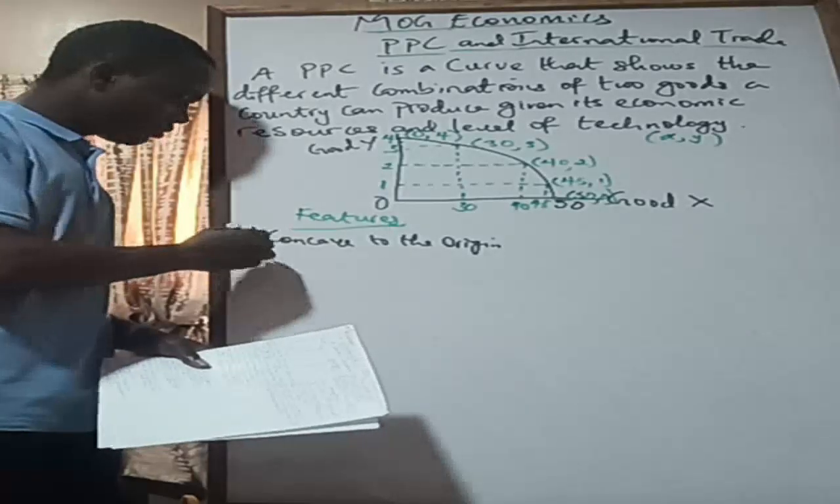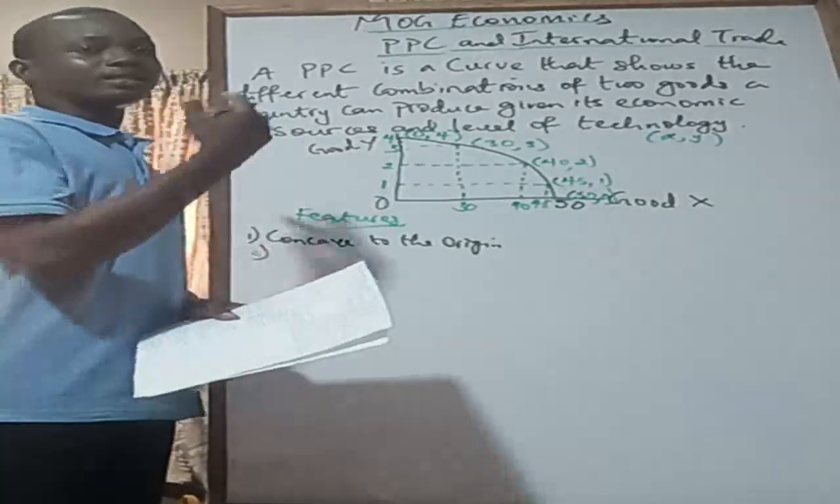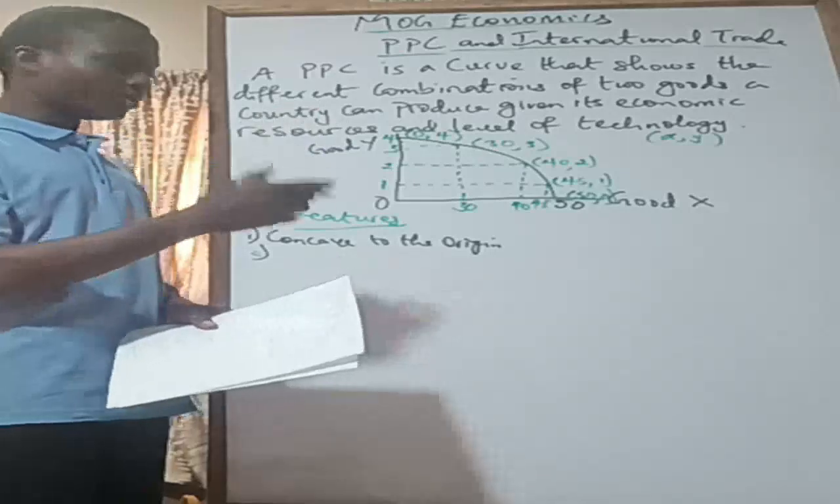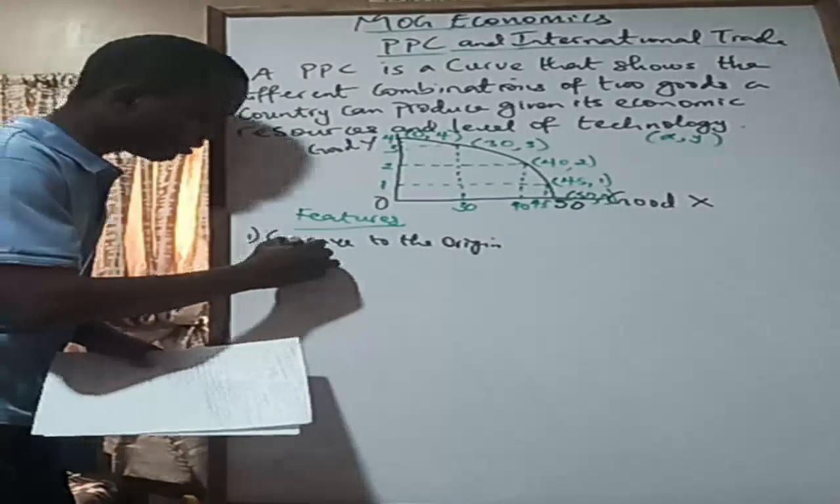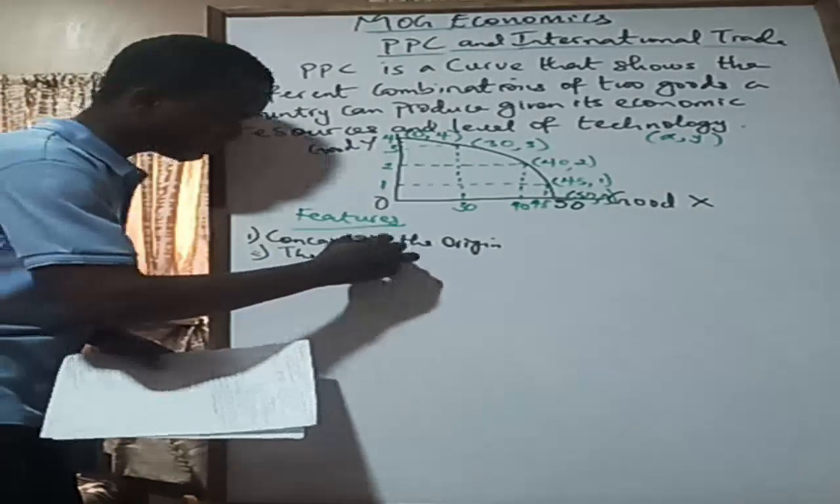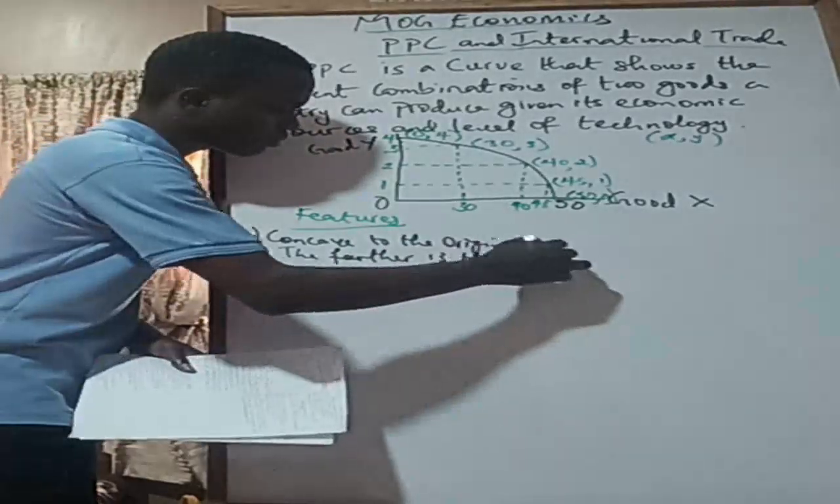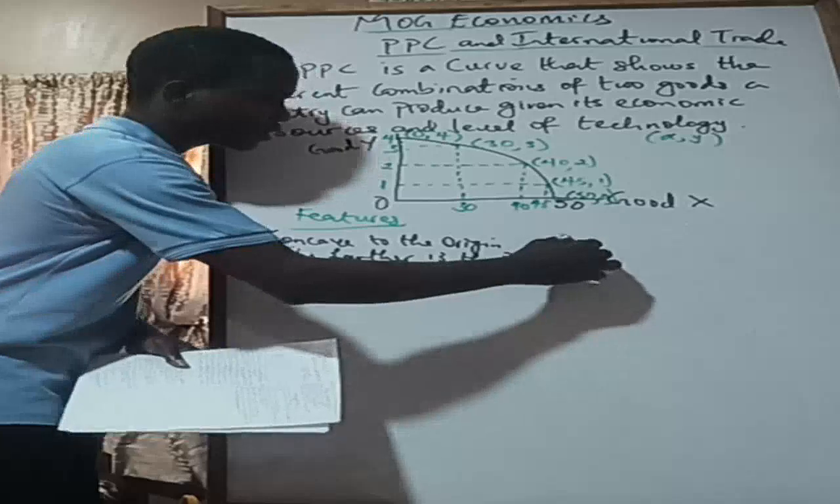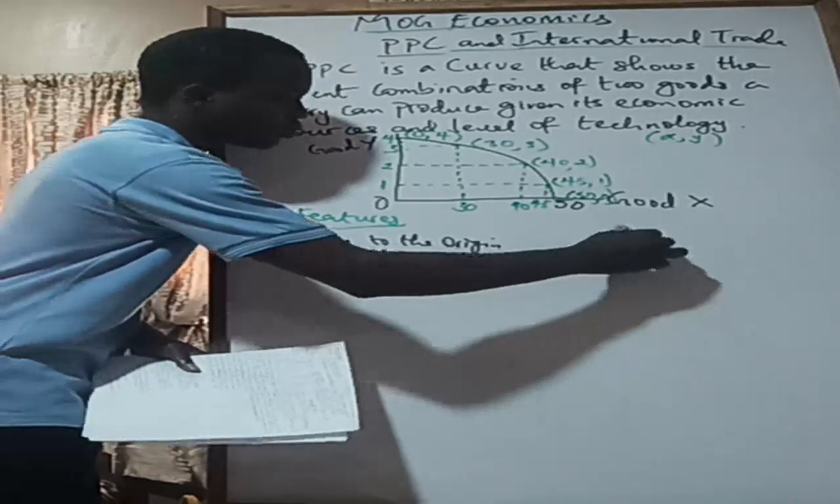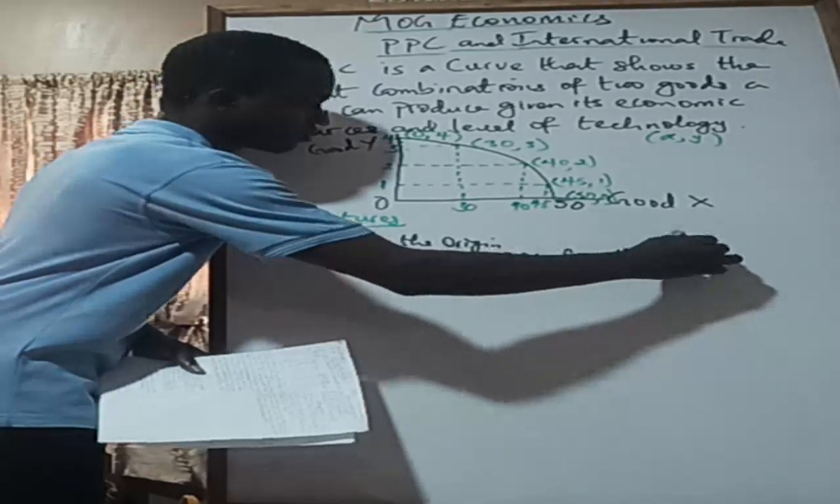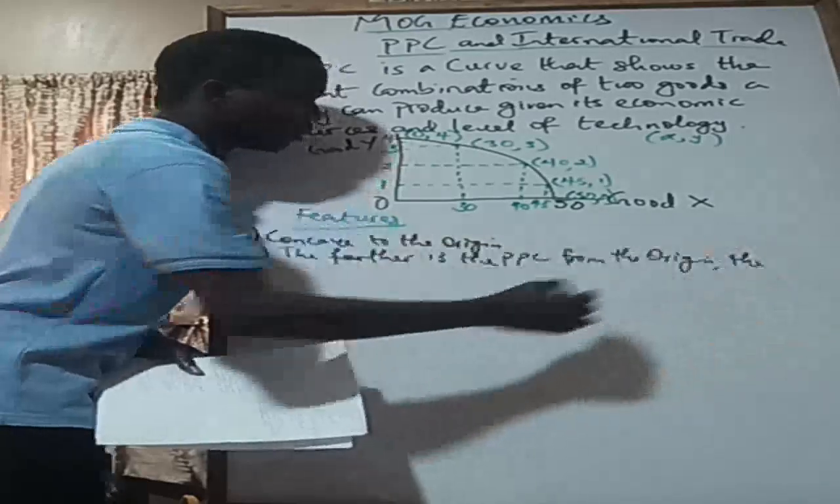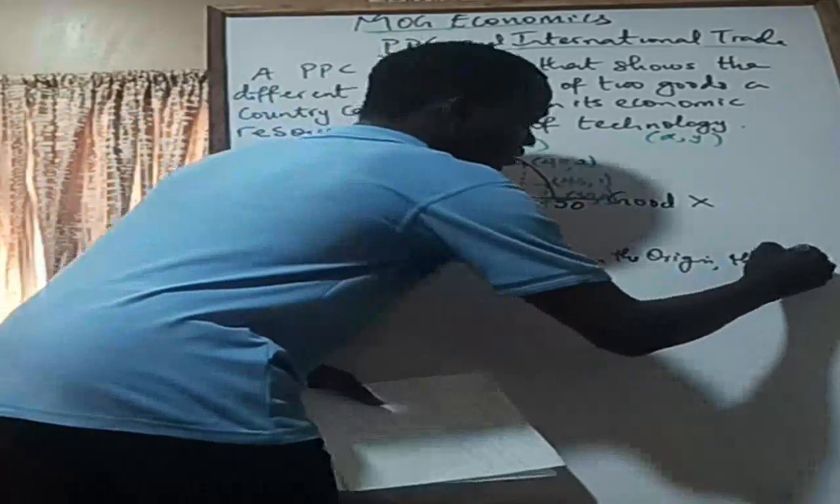Then number two, the farther the PPC is from the origin, the greater the productivity.